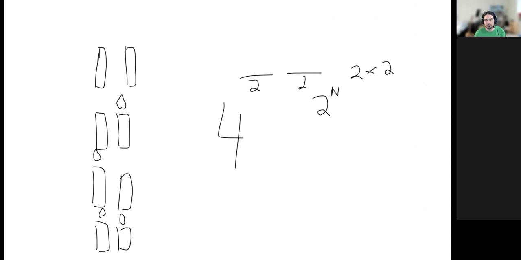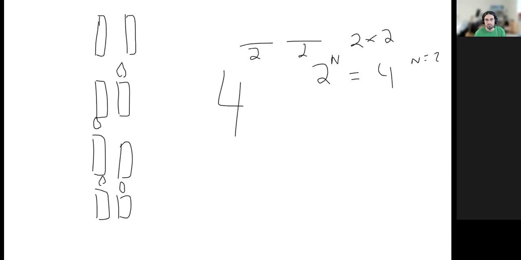So 2 to the 2 is 4, n equals 2. So we can have these four possibilities. Now you can represent numbers with these. Imagine the candles would represent numbers. So you can think of it as 0 0, 0 1, 1 0, 1 1.